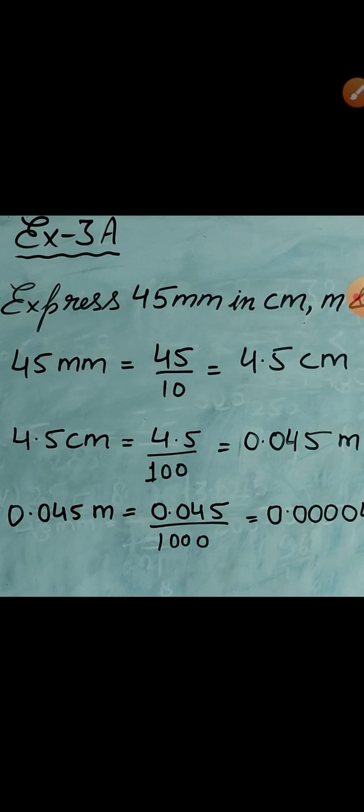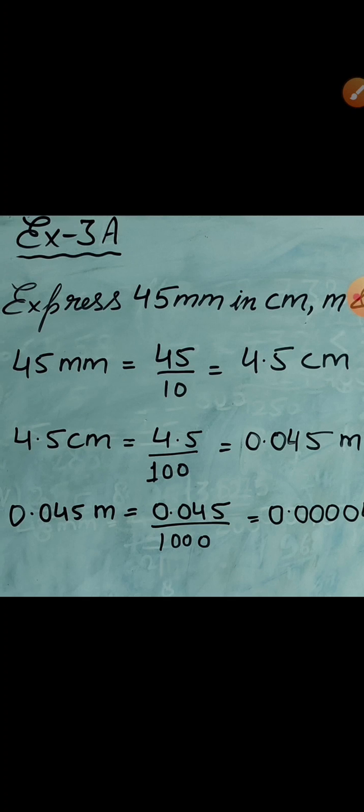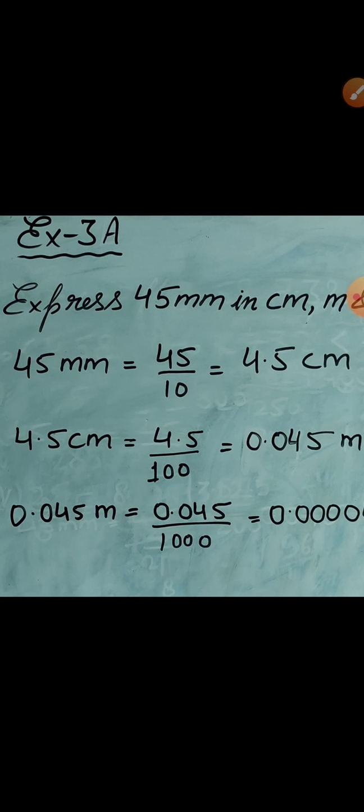So first, millimeter to centimeter. We know centimeter is bigger than millimeter. In 1 centimeter there are 10 millimeters. You can see in your ruler, 1 centimeter is divided into 10 small divisions. So in 1 centimeter there are 10 millimeters. When we convert a smaller unit to a bigger unit, we divide. So we will divide 45 by 10 because there are 10 millimeters in 1 centimeter.